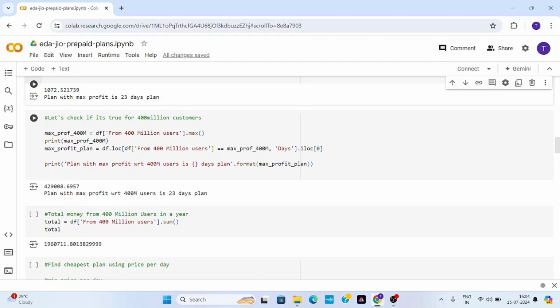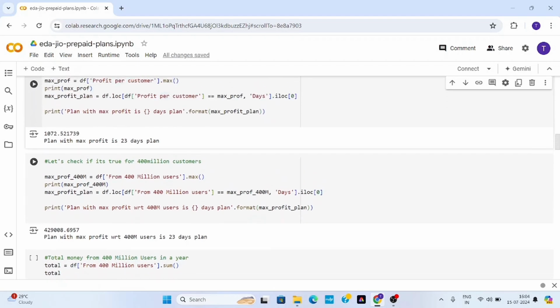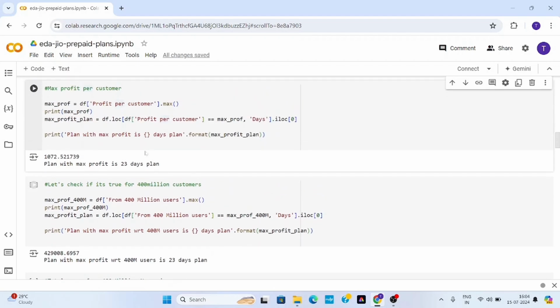What is the max value? Then I get a value of around 4,29,008 rupees. I searched in that column and got this value. In the day value, I'm getting a 23-day plan. So in this we can see, from this capex, that the 23-day plan is more profitable for the Jio company. Okay, so yeah, that's it.